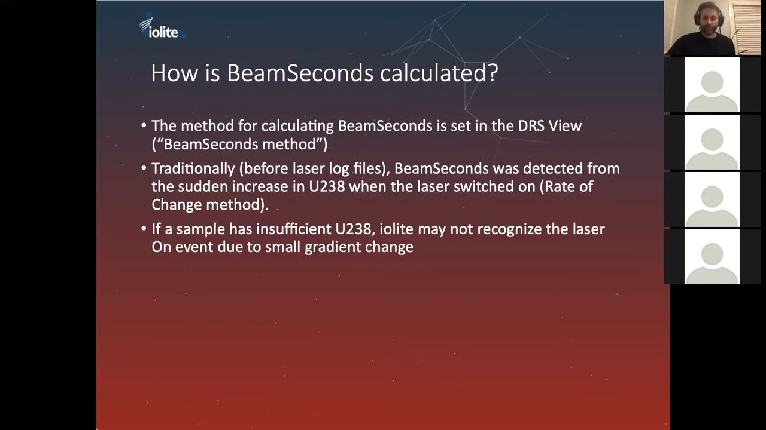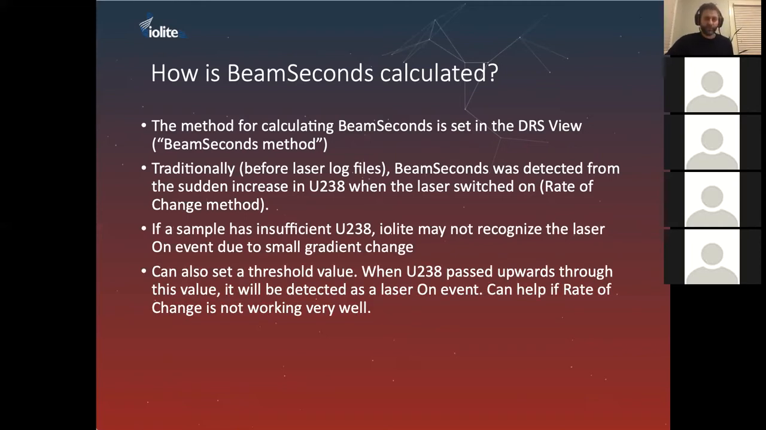But there are times when you'll have lower uranium concentration zircons or minerals, and so sometimes those laser on events might not be sufficient to trigger this beam seconds on event. And so it'll miss those zircons with low uranium. So it won't notice that the laser switched on. We can also set a threshold value so that anytime uranium moves up past this value, it'll set the beam seconds to start. And this is a little bit more foolproof than the gradient method, the rate of change method, but it does require a fair bit of fiddling with.